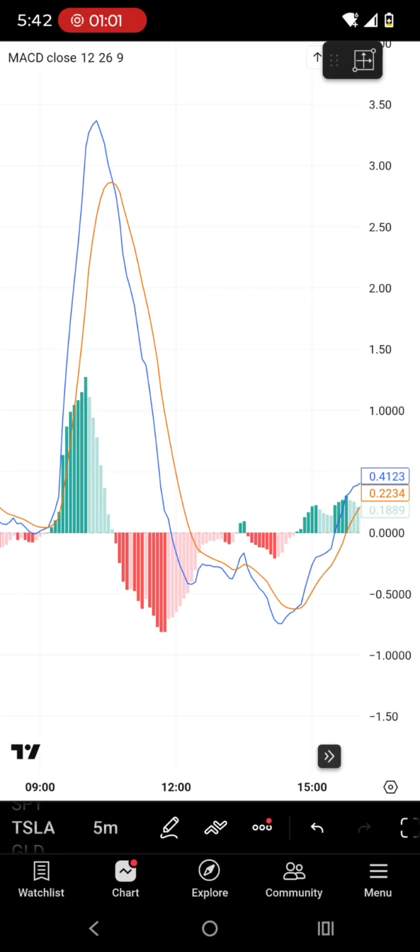And the same with the red. The dark red is going to show you a strong downtrend, and the light red is going to show you that it's still going downtrend, but it's losing some power and maybe some of its authority.